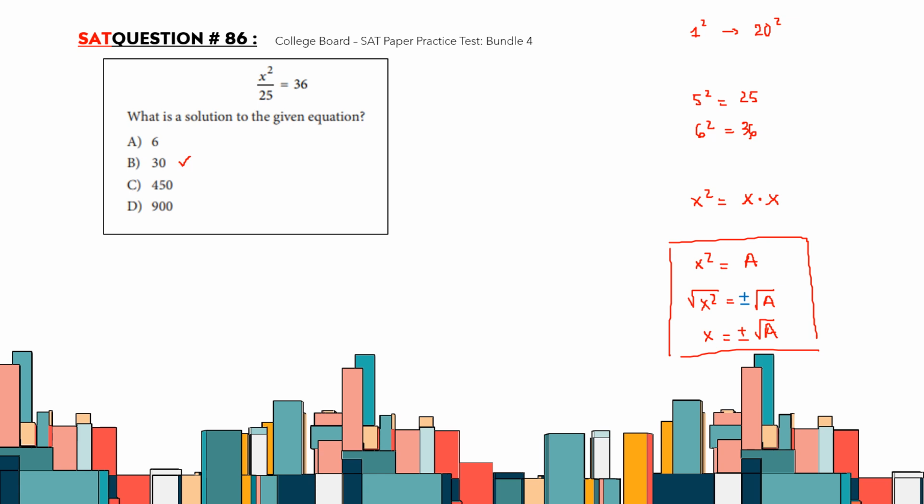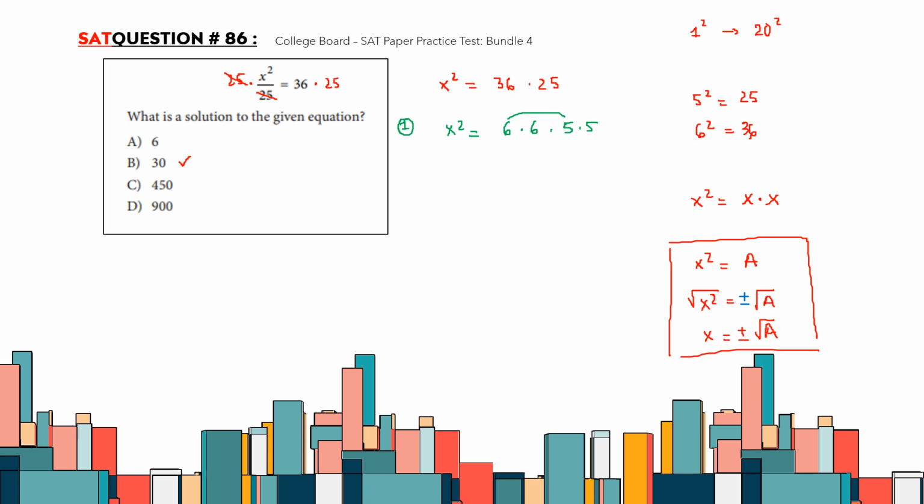Let's multiply both sides by 25. Because 25 in the denominator is different from 0, we can just multiply both sides by 25, then we can cancel it on the left hand side. We isolate x squared on the left hand side. On the right hand side, you have 36 multiplied by 25. And we can rewrite it. The first method is I can rewrite it as 6 times 6 times 5 times 5.